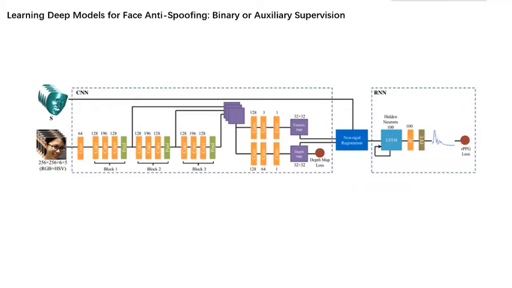Second is learning deep models for face anti-spoofing: binary or auxiliary supervision. The article, published in CVPR 2018, finally surpassed the performance of traditional methods. The convolutional neural network part is used to evaluate the depth map and the feature map of each frame, and the recurrent neural network part is used to evaluate the time dimension of the feature maps of the entire sequence.